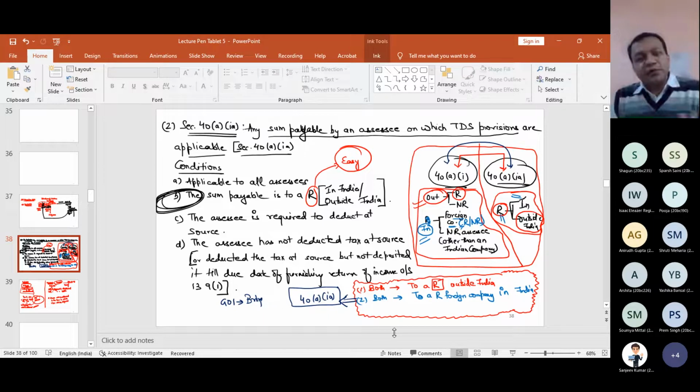The previous example of 40A1 can be as it is applied in 40A1A with the only difference that whatever was 100% disallowed in the previous section, it will be 70% allowed, and whatever was allowed later on in the future years when I actually deposited the tax, here 30% will be allowed in the same year in which I deposit the tax. Otherwise, practically everything is same. Next point now.